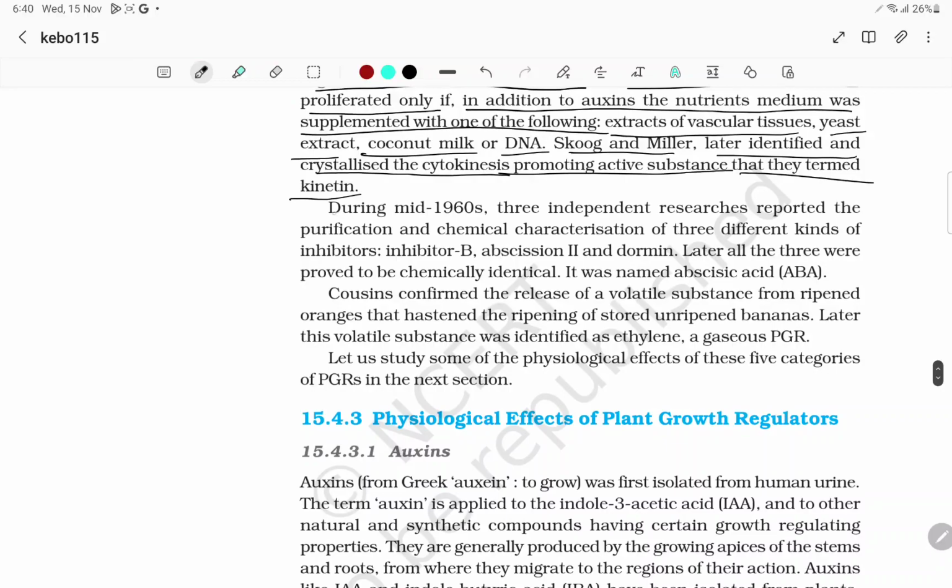And in the mid 1960s, three independent researchers reported the purification and chemical characterization of three different kinds of inhibitors: inhibitor B, abscission II and dormin.